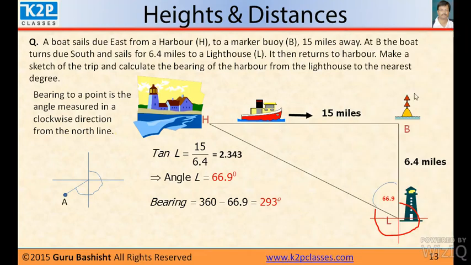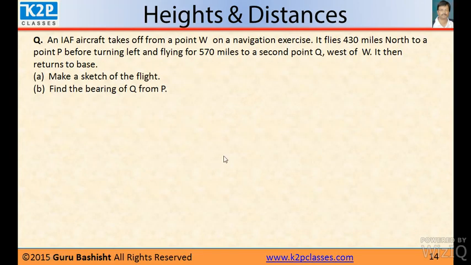So let us see the next question. An Indian Air Force aircraft takes off from a point W on a navigation exercise. It flies 430 miles north to a point P before turning left and flying for 570 miles to a second point Q west of W. It then returned to the base. Make a sketch of the flight.